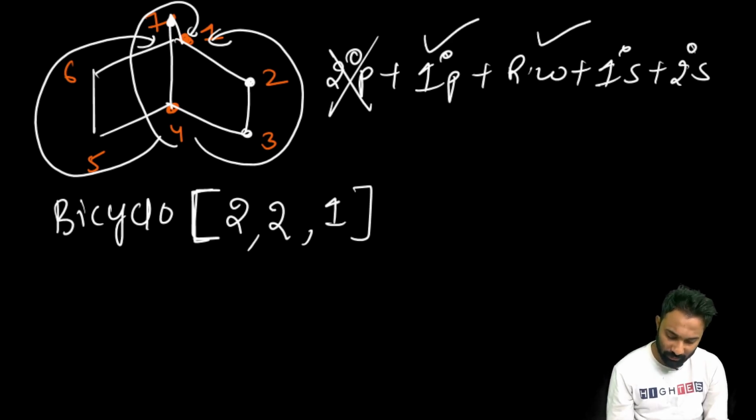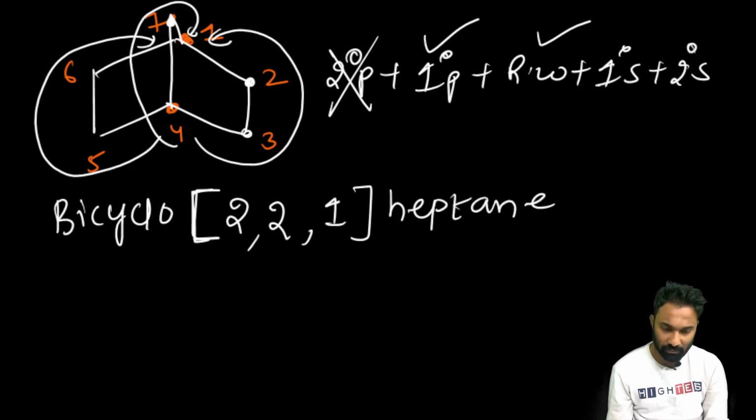Then comes the root word. How many carbons are we having? Total 7 carbons, right? Hepta, all are single bonds. So this is heptane. Bicyclo 2 comma 2 comma 1 heptane. Sorry, this is heptane. Clear? Done. Now this is the IUPAC name for this compound.